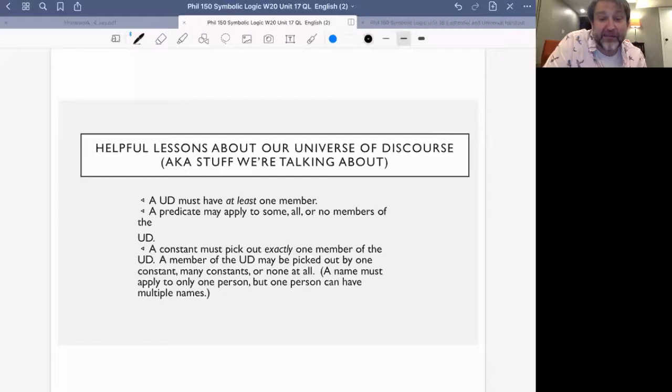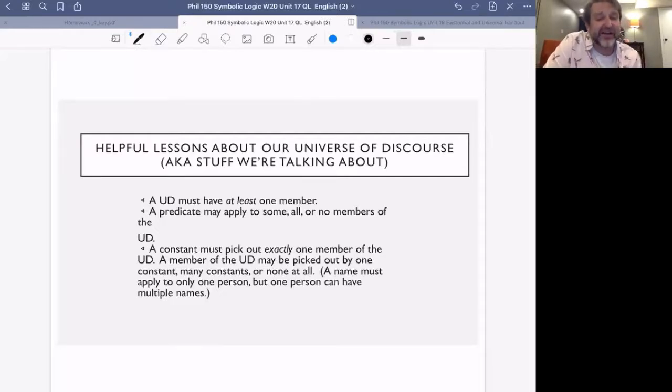Additionally, a predicate may apply to some, all, or no members of the universe of discourse. So unicorn applies to no member of our actual world. But it's possible to have a predicate that applies to just some members of our world, like is a human being, or to any universe of discourse we're talking about. And it's also possible to have a predicate that applies to all objects in our world. So like has mass might be something that applies to everything in our world. It's a controversial statement, but I at least would buy that one.